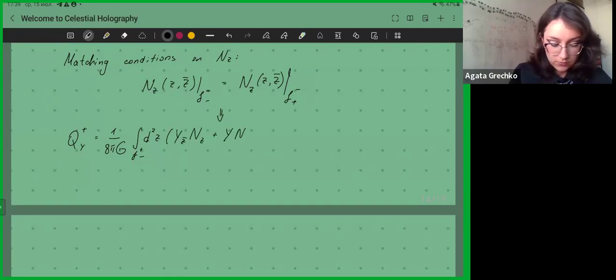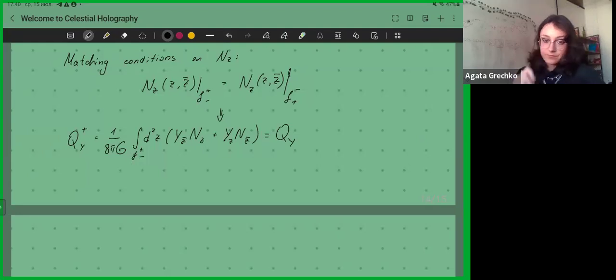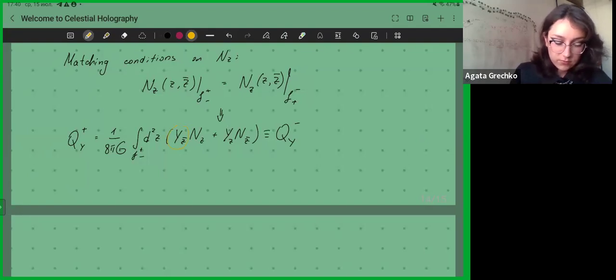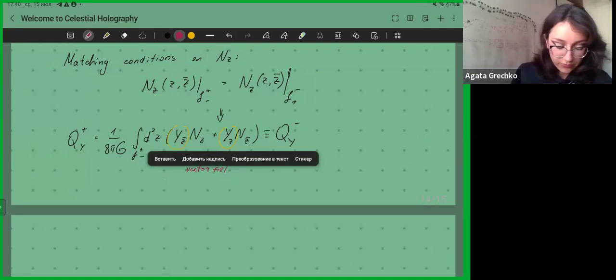Okay, so these functions Y are functions on a sphere, and the matching condition will imply that the same charge written on I minus will be conserved because of our matching conditions. These functions here are again vector fields on a sphere, basically arbitrary vector fields on a sphere.